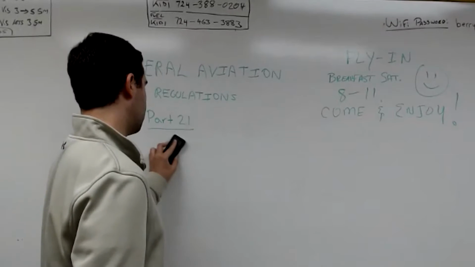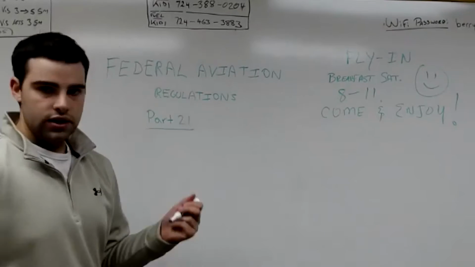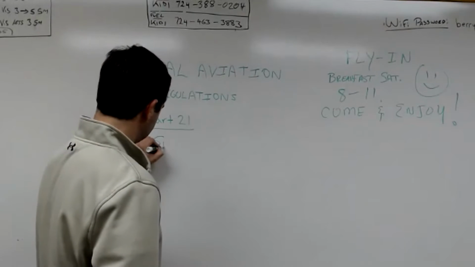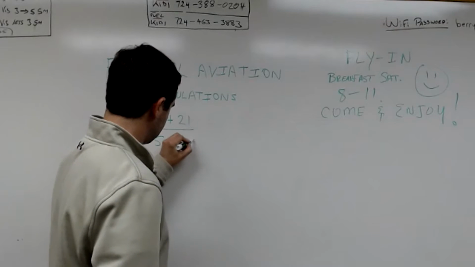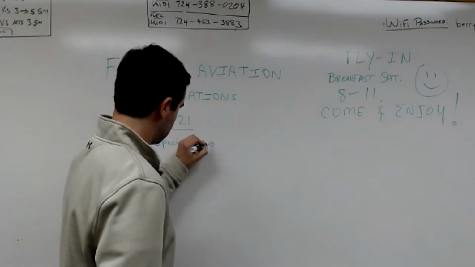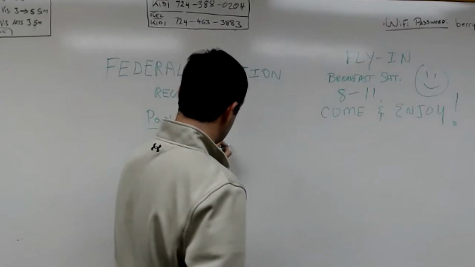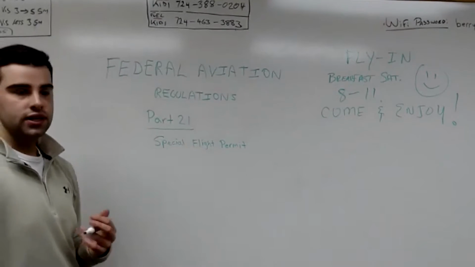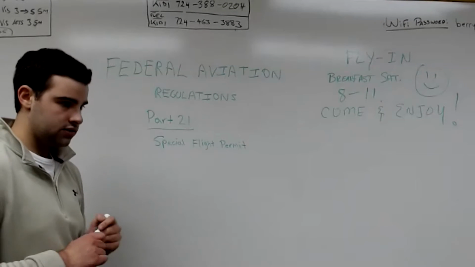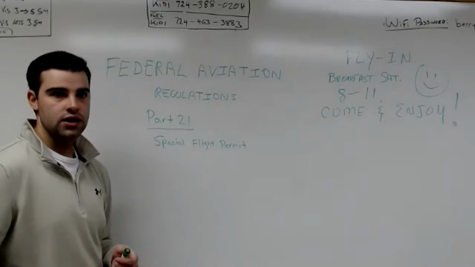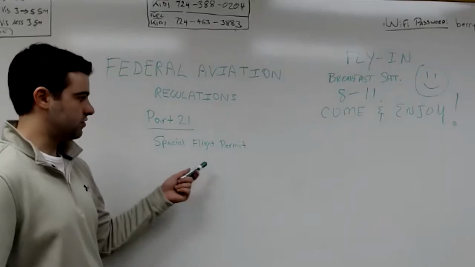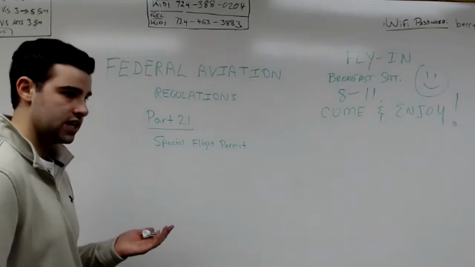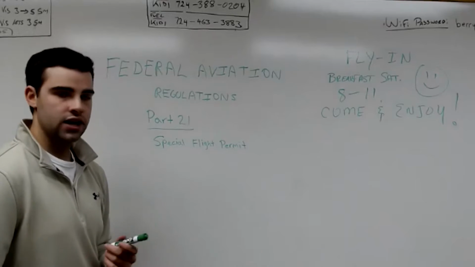Now, staying on the topic of airworthiness, there's something the FAA will issue sometimes called a special flight permit. Basically, if you have an airplane that is not airworthy by FAA standards, but it's still safe to fly, you can get a special flight permit, and it's a very special circumstance that the airplane's allowed to fly in.